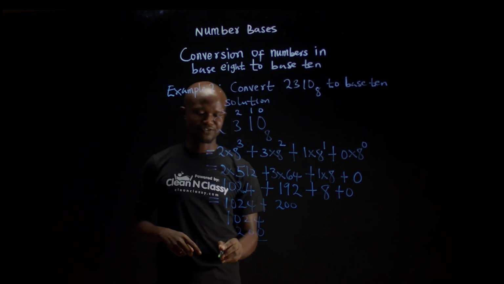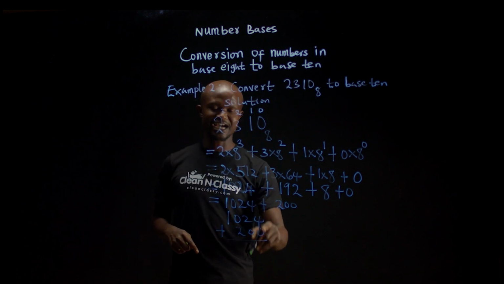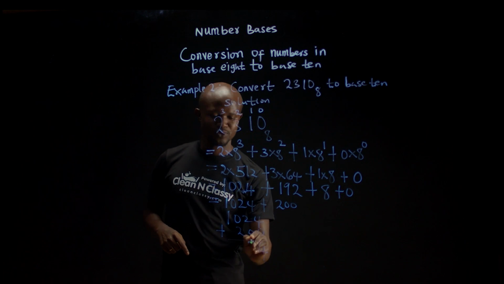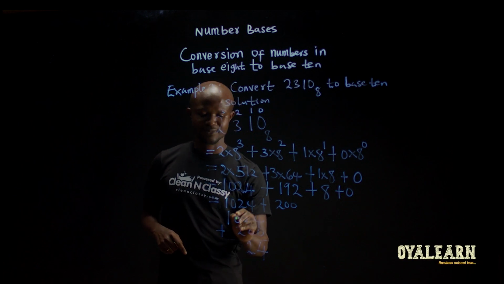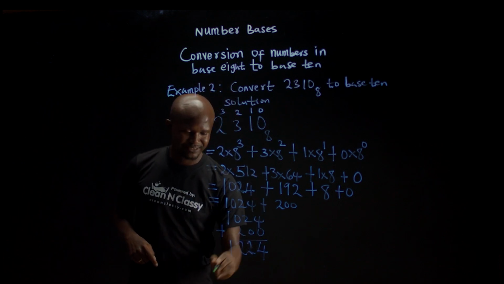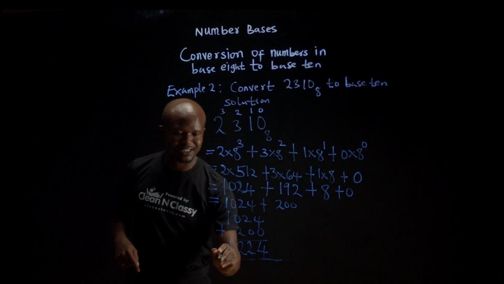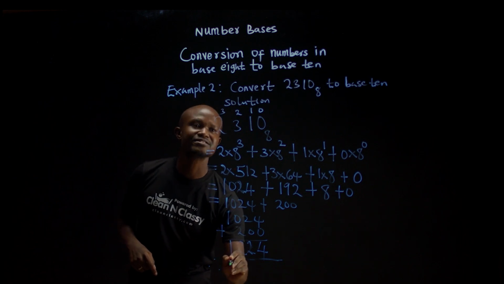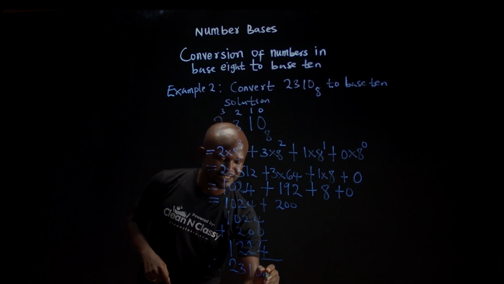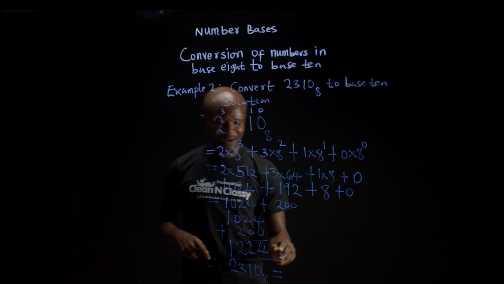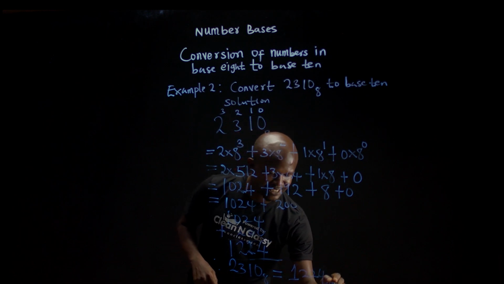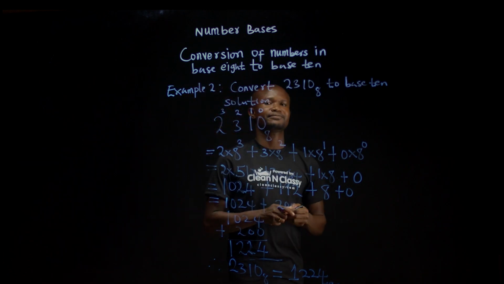What do we have? From the back, 0 plus 4, that is what? 4. 2 plus 0, we have 2. 0 plus 2, we have 2. Then, what do we have? 1. So, it means that what? The answer is: 2310 base 8 is equal to what? What number in base 10? 1224 base 10. Thank you.